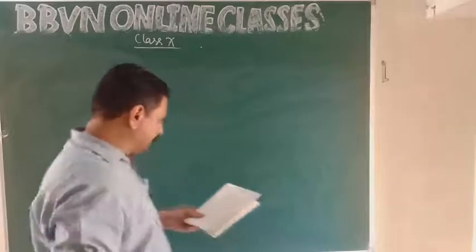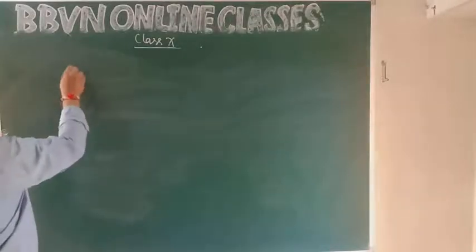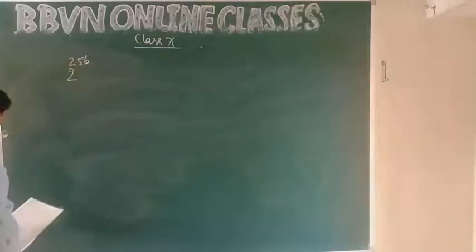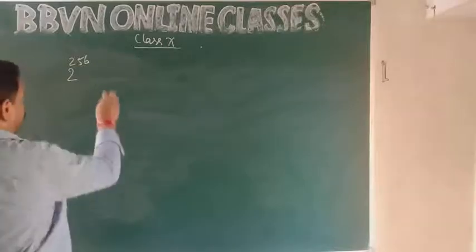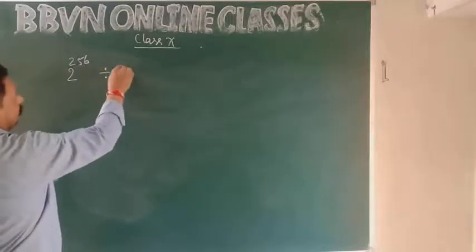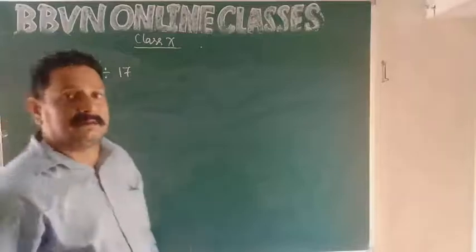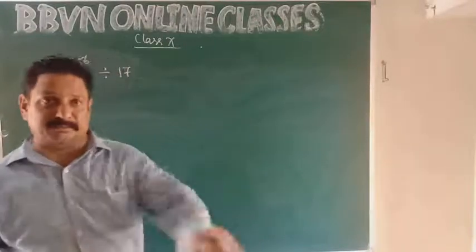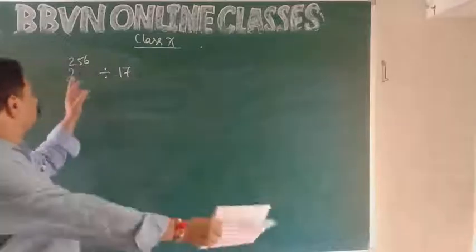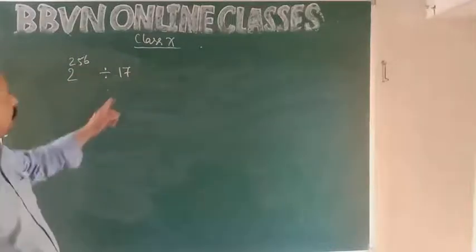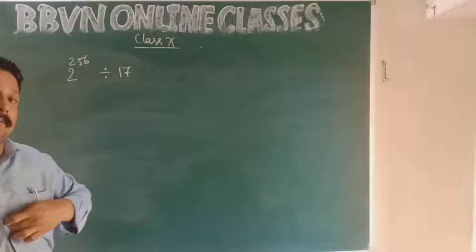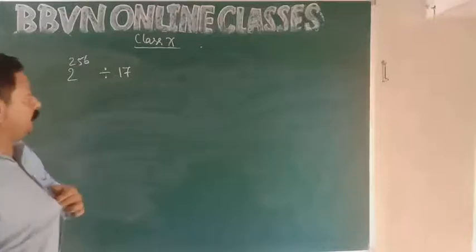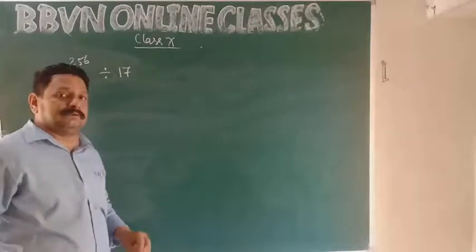Okay, 2 to the power 256 is divided by 17. What will be the result? See children, this is a very good question. Pay attention to this. 2 to the power 256 is divided by 17. What will be the remainder? So we have to use remainder theorem also here.